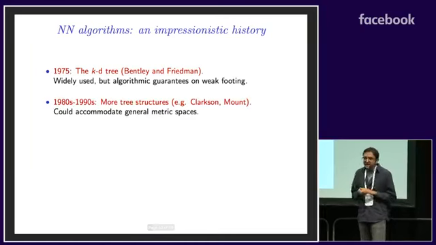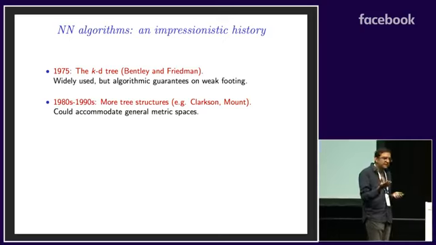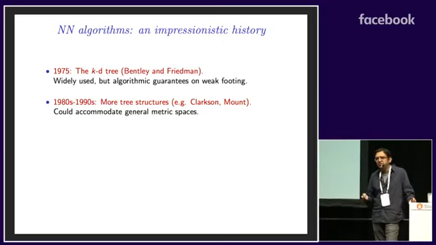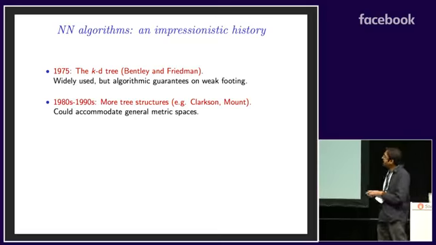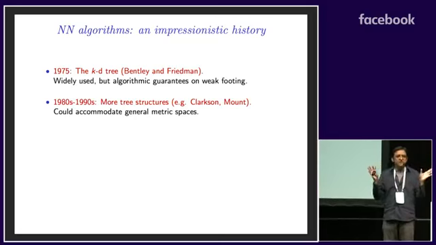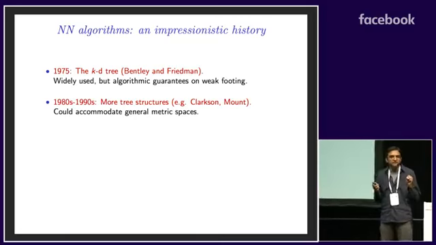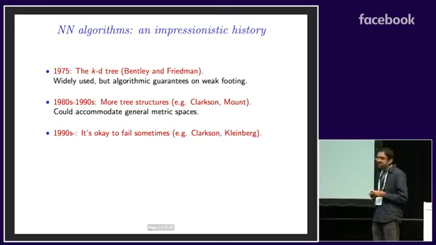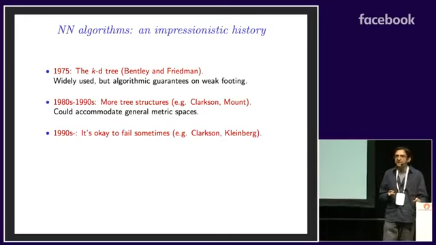So then in the 80s and 90s, people said, this KD tree is really nice, but it's only for Euclidean data. What if we were in a more general metric space? What kind of data structures could we come up with then? Okay? And they started developing all sorts of clever tree structures. Okay? So that was sort of a second phase of nearest neighbor. The third phase was randomization.